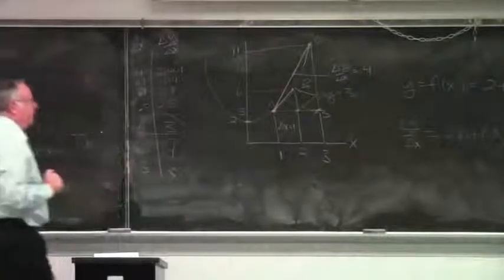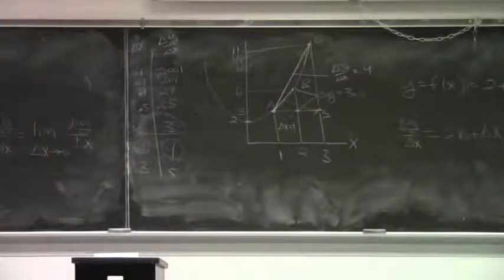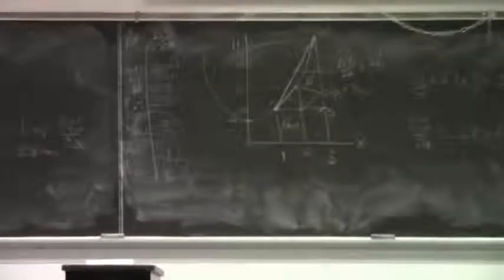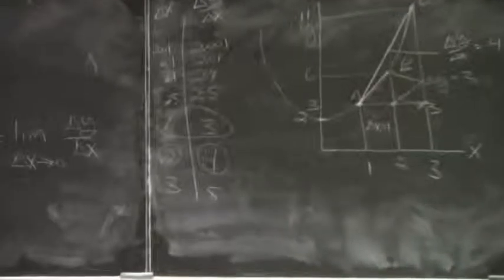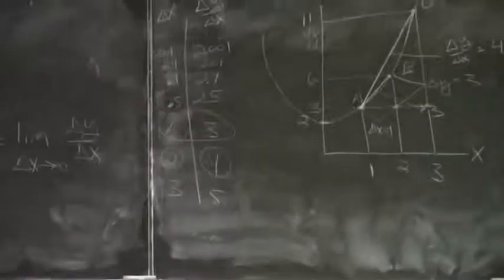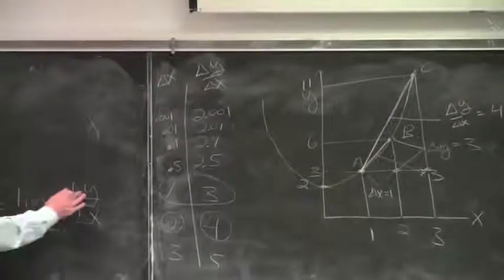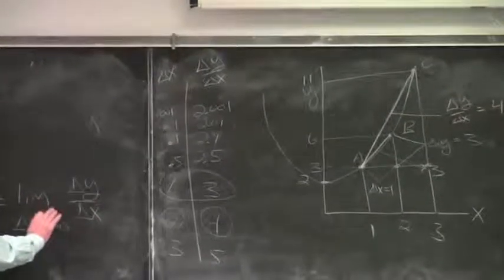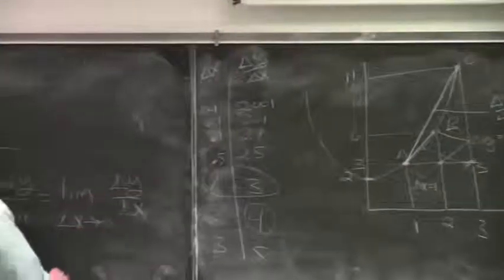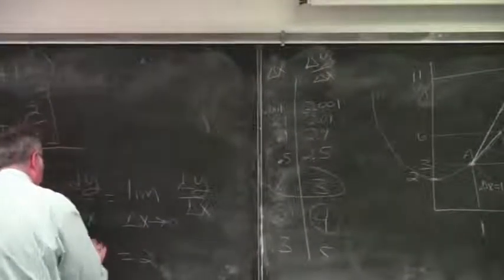2.001. So it sure looks like the limit of delta y over delta x as delta x approaches 0 is what? 2. Yeah. The limit, in this case, of delta y over delta x as delta x gets closer and closer and closer to 0 is equal to 2. Okay.